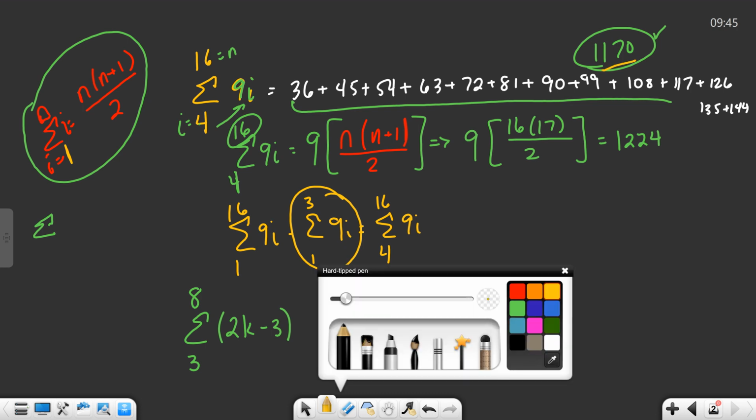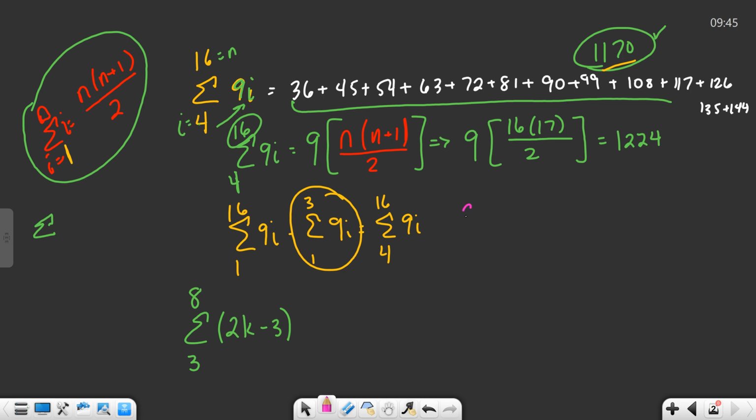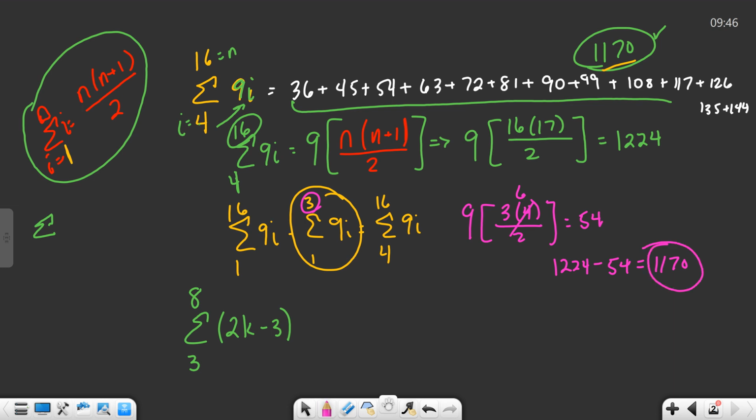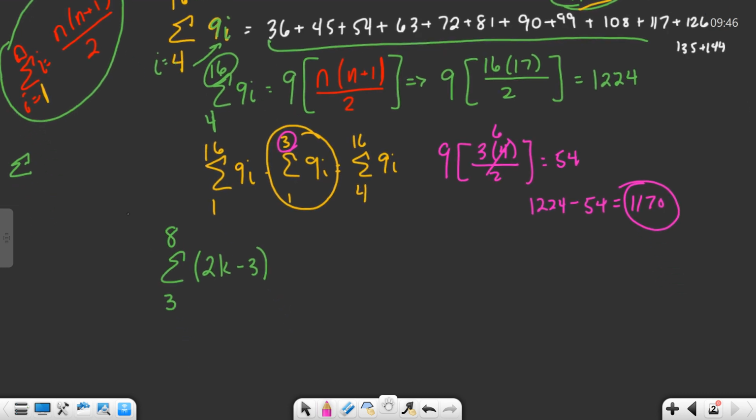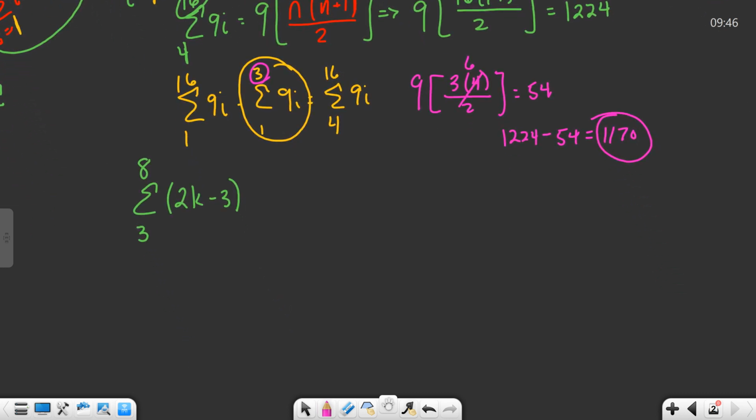So we can go do that. We'll say 9 times, this time n is 3, times 4 over 2. Well, this winds up being 12 divided by 2, which is 6. So 6 times 9 is 54. And if I do 1,224 minus 54, you bet I get 1,170. So a little tricky there. I do understand that, but I wanted to show you that one because it is something you might come across.